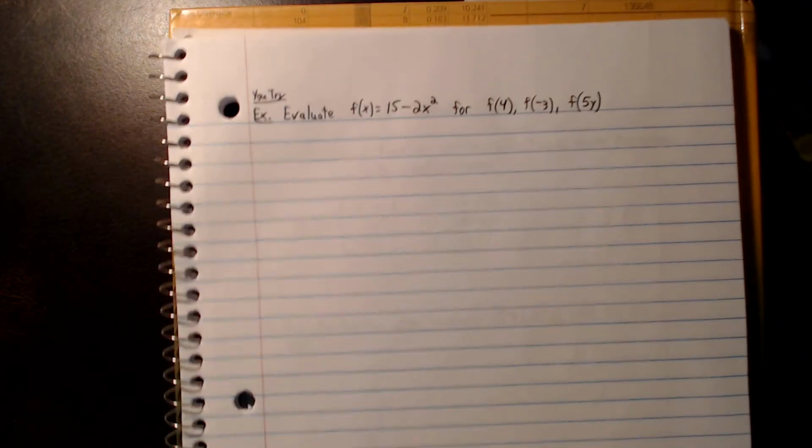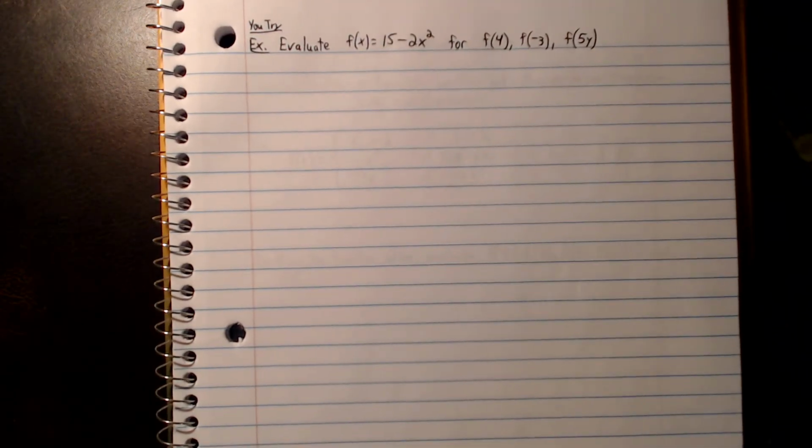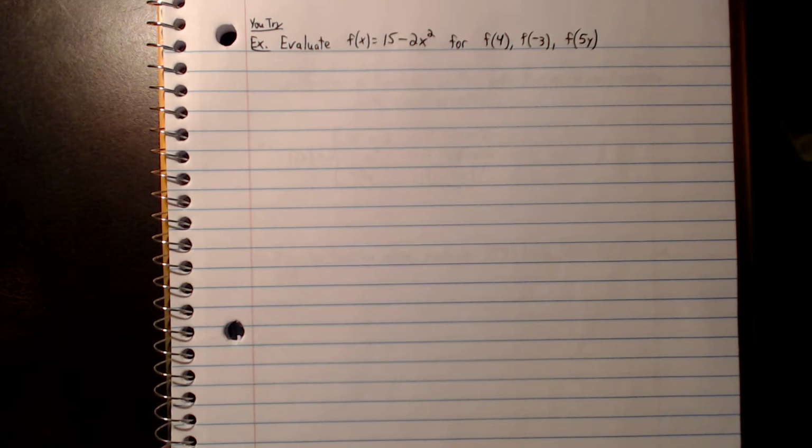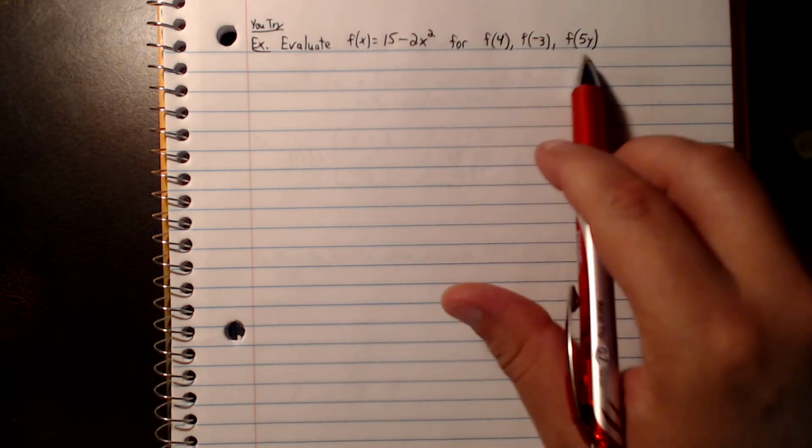Alright, one last problem for you to try out. Very, very similar, so take your time, pause this video, and resume it when you're ready to check. Alright, let's check it out. We had 15 minus 2x squared, and they want us to do 4, -3, and 5y.